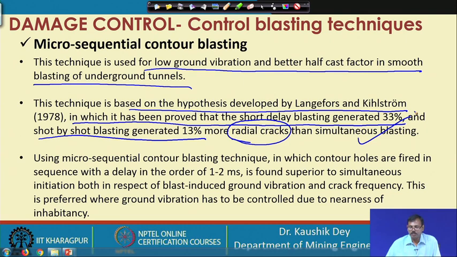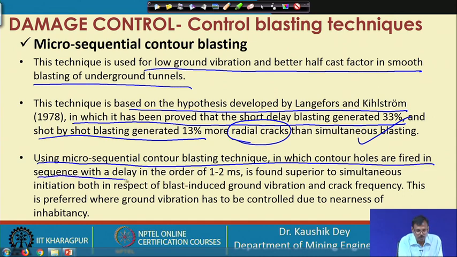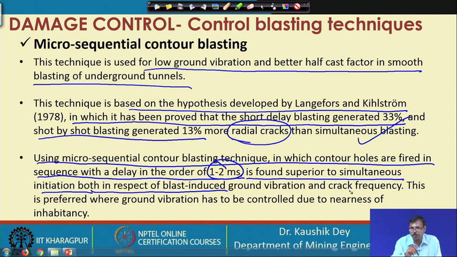So, Langefors-Kihlström experimented in plexiglass with this type of delay system, and in micro-sequential blasting it has been found that if the contour holes are fired in a sequence with a delay in the order of 1 to 2 milliseconds using electronic detonators, which is now possible, it is found superior to simultaneous blasting, where it is blasted at the same time, in respect of blast-induced ground vibration and crack frequency.